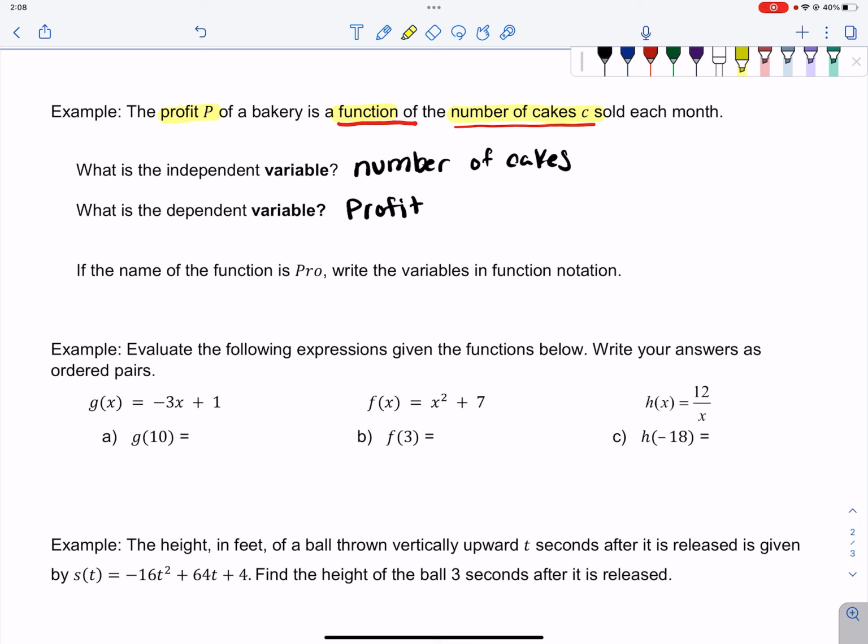So now, if the name of this function is called pro, maybe this is what they're creating in their Excel spreadsheet, we can write these variables in function notation by saying that the profit that they make, P, is equal to the name of this function, pro, of C, the number of cakes that they sold. So I'm inputting the number of cakes into this function called pro, and what that gives me back is the amount of profit that they have.